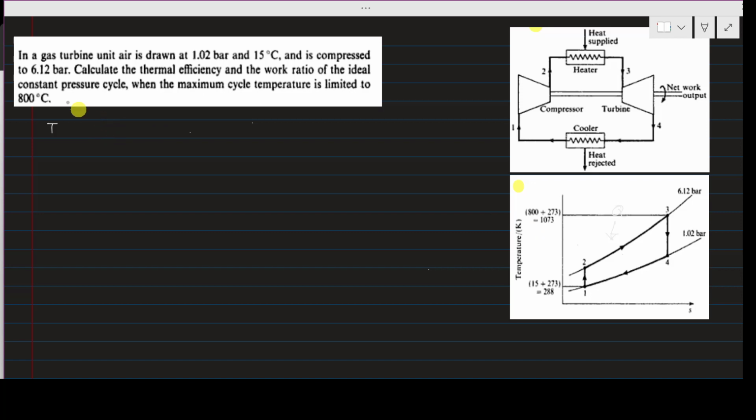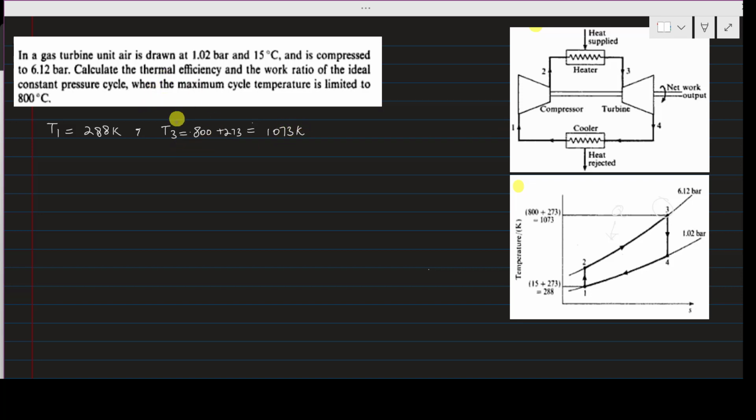What does it say? We saw that the temperature T1, the lowest temperature here, is 288 Kelvin, so that is already converted into Kelvin. Conversion to Kelvin is very easy. The maximum temperature, that is T3 here, is 800 centigrade. When you convert that into Kelvin, just add 273 to it, and you will get 1073 Kelvin.